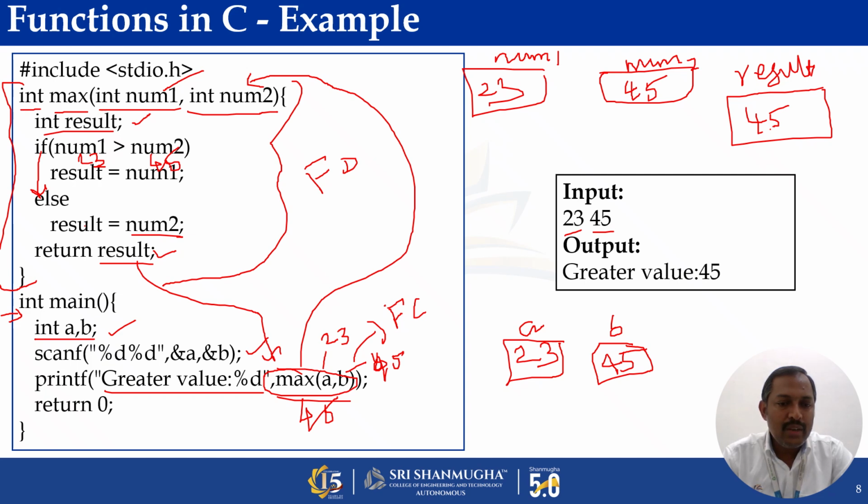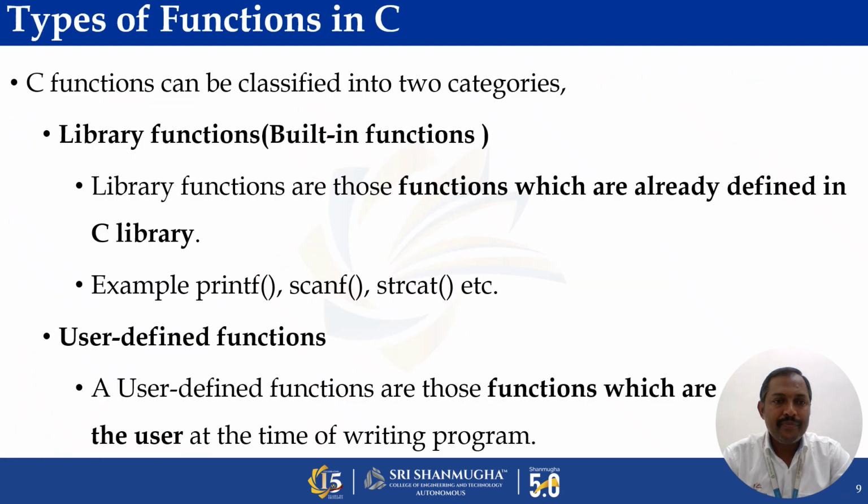Greater value colon, then followed by, for this percentage part, this 45 is going to be replaced. That's why the output is greater value 45. This is the way the function is going to execute. So after this, return 0 to exit from the program.